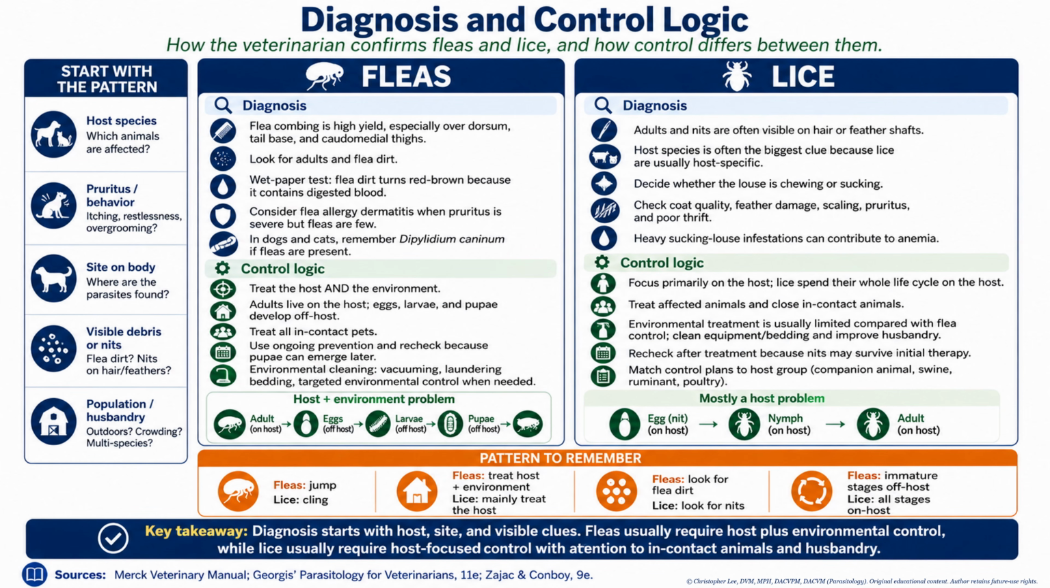Diagnosis starts with the pattern. What's the host? What's the behavior? Where in the body are the parasites or lesions? Are we seeing flea dirt, nits, adults, anemia, scaling, or feather damage? For fleas, flea combing is high yield, especially over the dorsum, tail base, or caudomedial thighs. Look for adults and flea dirt. Remember that a patient can have severe flea allergy dermatitis even if you do not find a parade of adult fleas. The immune system can overreact to a bite even when the parasite count looks modest. Biology, as usual, is being dramatic.